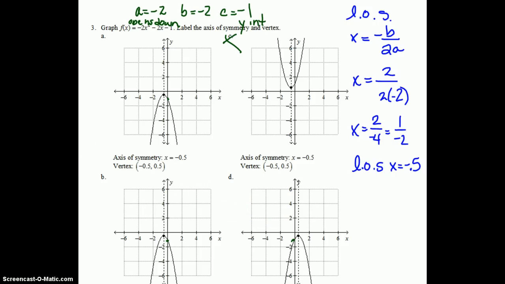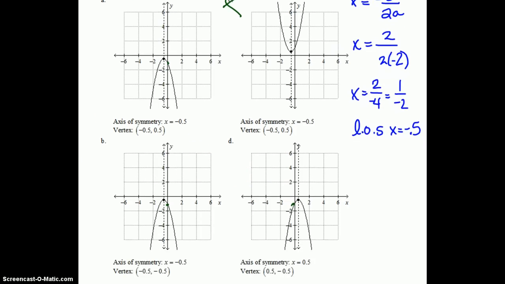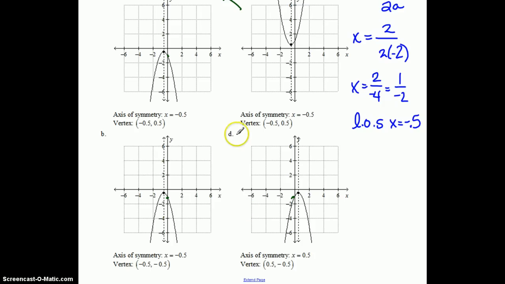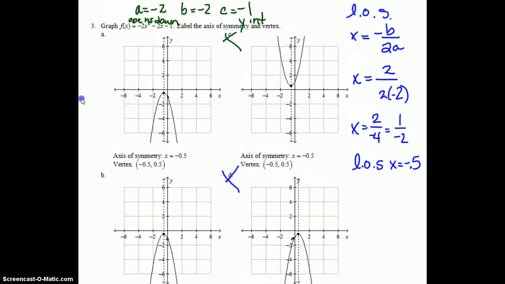So just looking at that, if I look at my graphs, it can't be D because this part should be negative and it's not. So now I'm down to A or B. Okay, so now let's go through and find our vertex point. To find my vertex point, I know that -0.5 has to be the x value. So now my job is to find the y value.